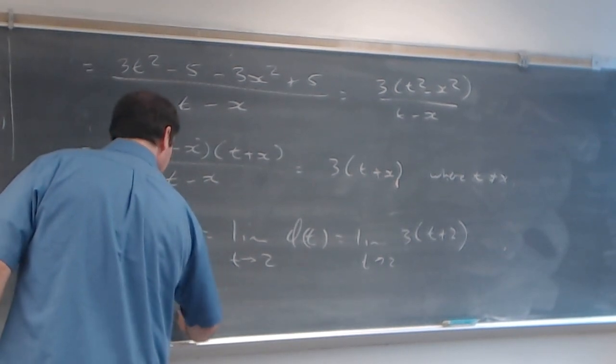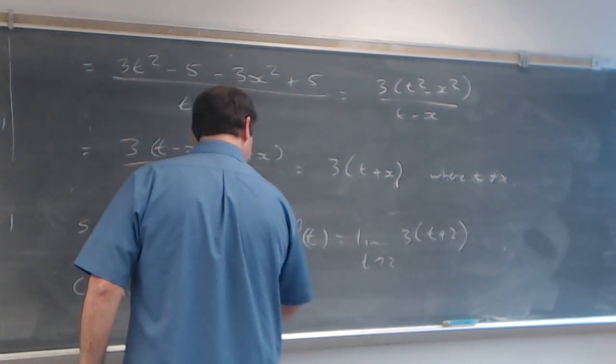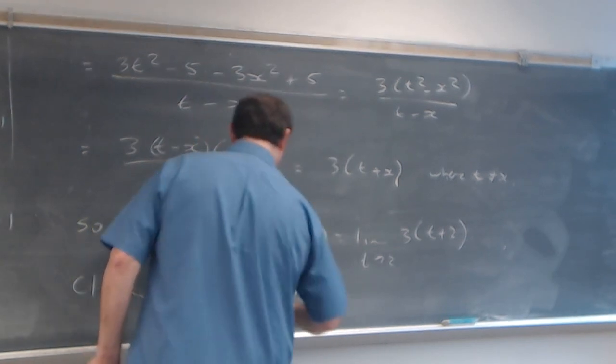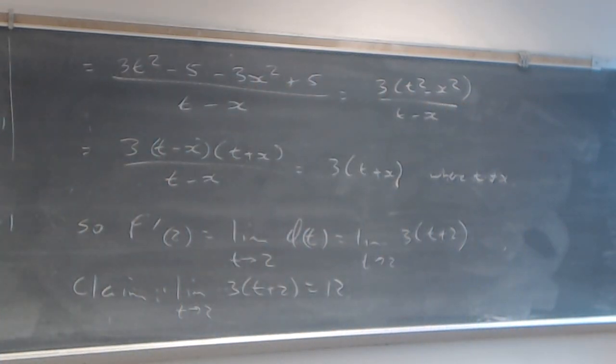Claim: the limit as t goes to 2 of 3 times t plus 2 equals 12. So this is a limit, so how do we do this in terms of proving it? Well, we use the definition of the limit. And we just reviewed that. So here's the proof of the claim.